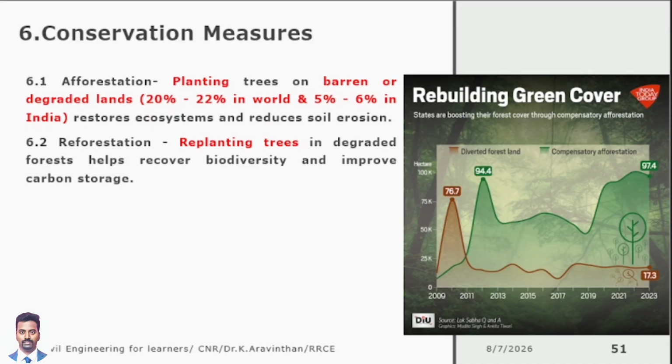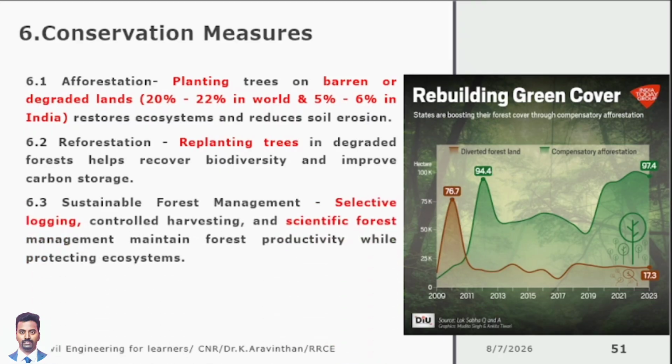Afforestation. Two keywords: reforestation and afforestation. Afforestation is planting trees in new land. Reforestation is where there was already a forest that has been cut, and in the same place you are planting forest again. That is called reforestation. Afforestation is 20 to 22% and 5 to 6% in India.